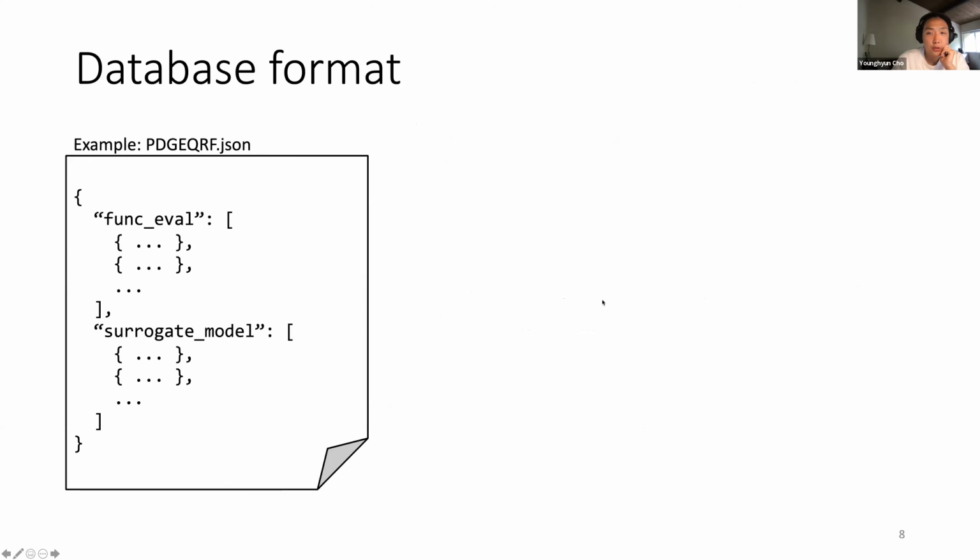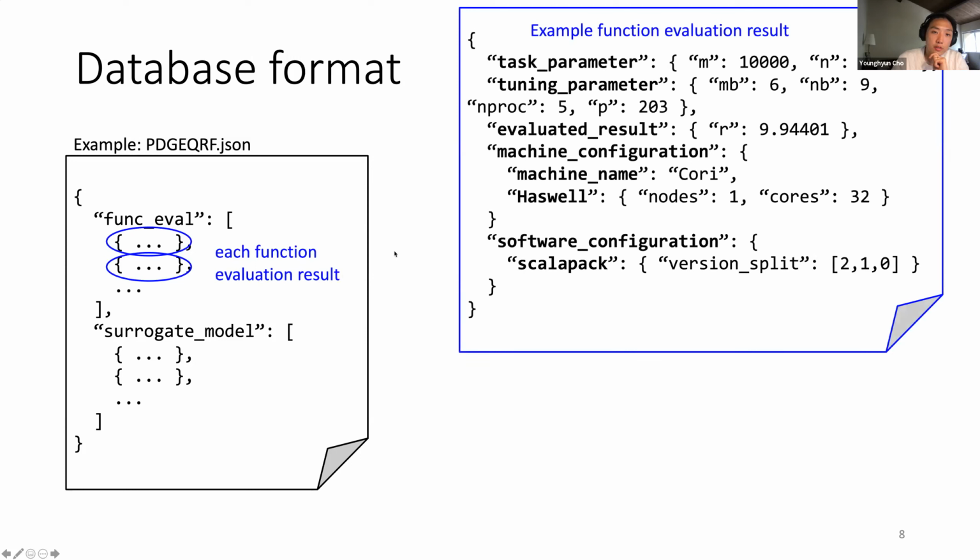In this slide, I'm going to show a high-level view of the database format. As I mentioned, we mainly maintain two types of information: function evaluation results and the trained surrogate models. For each function evaluation result, we record the task parameter, which defines the size of the input problem or the input data. And of course, we record the tuning parameter configuration and each evaluation result. As I mentioned, we record the machine configuration and the software configuration for reproducibility. In this example, as shown in this figure, this function evaluation is done using the Cori machine at NERSC, and we used Haswell CPU nodes, actually one compute node that contains 32 physical cores. And this label means that this is using ScaLAPACK version 2.1.0.